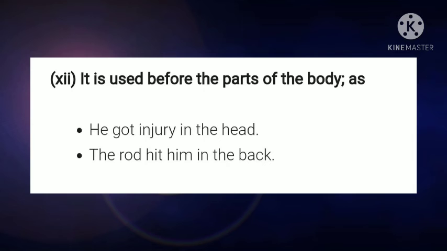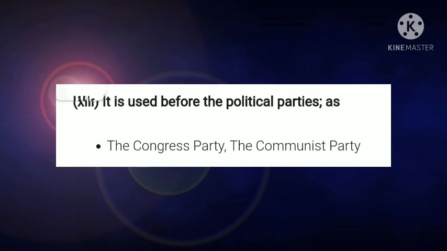And see the next condition. It is used before political parties. So whenever you say the Congress party, the Communist party, before that you have to include the article the. Okay, now till here we saw how all the three articles, that is a, an and the, should be found in a sentence, and where we should use this a, an and the.